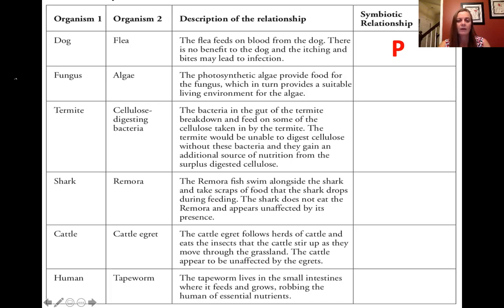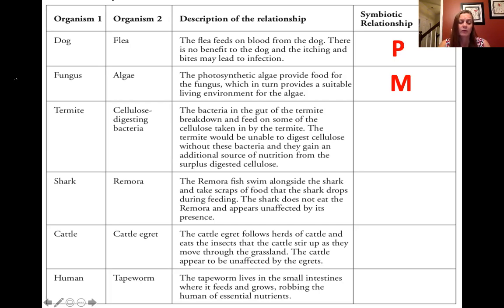When we talk about fungus and algae, this is something called a lichen. Okay, so the algae provide food for the fungus, but the fungus provides a nice moist environment for the algae. So in this case, both are benefiting. The fungus is getting food, the algae is getting a suitable habitat. So this is mutualism. It is positive for both species. When we look at a termite, okay, I know we think of termites as pests. They're actually one of nature's great recyclers.